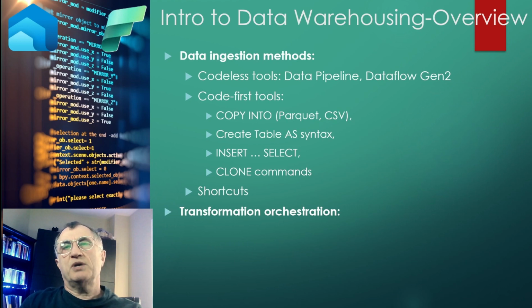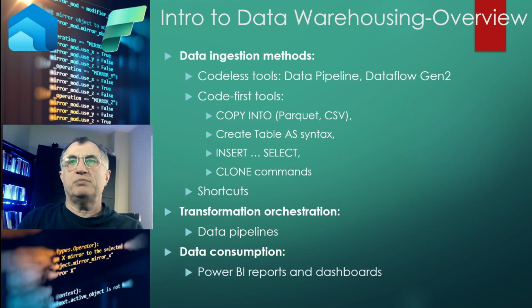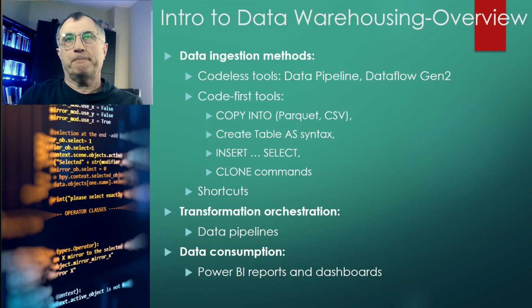In terms of transformation options, you have multiple options. One of the easiest and most obvious choices is using stored procedures, and then you can either call the stored procedures from data pipelines, or you can write direct queries against data warehouse that will be part of certain activities within data pipelines. So once data is in warehouse, it can be consumed using Power BI reports and dashboards.